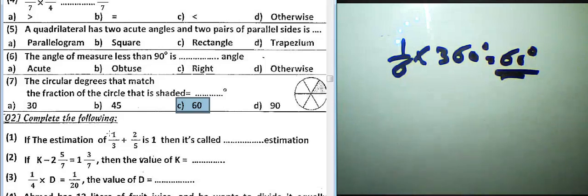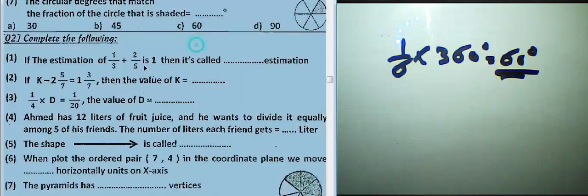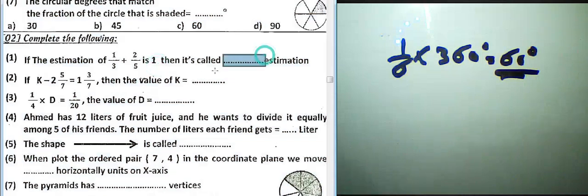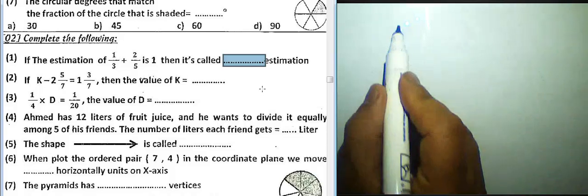Question 2. Complete the following. The estimation of 1 third plus 2 over 5 is 1. It's called an underestimation or overestimation. You must compare between the actual number and the estimation one. Okay, look at here. 1 third plus 2 over 5.